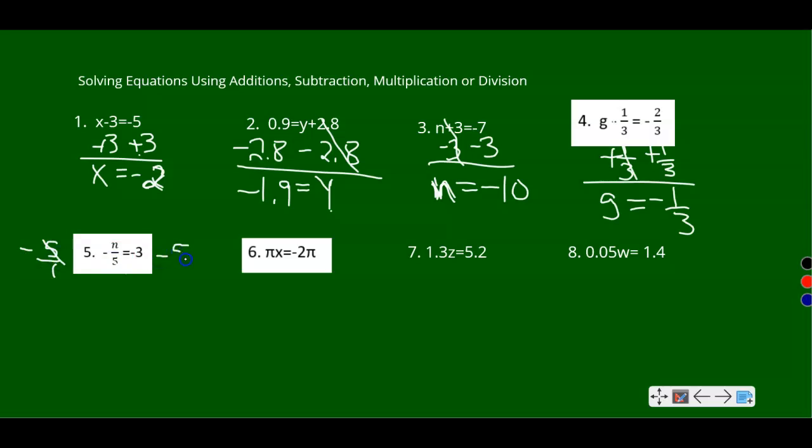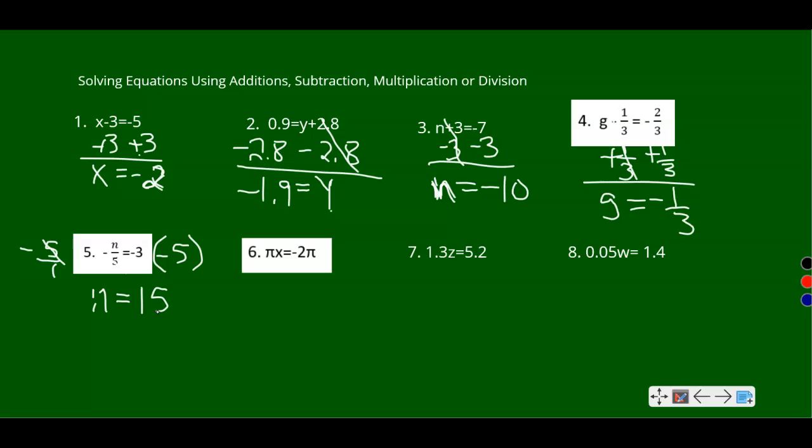Now, whatever you do to one side, you have to do the same thing to the other side. That's your properties of equality. So n equals negative 3 times negative 5 is positive 15. So check it. Is negative 15 divided by 5 equal to negative 3? Yes, it is.